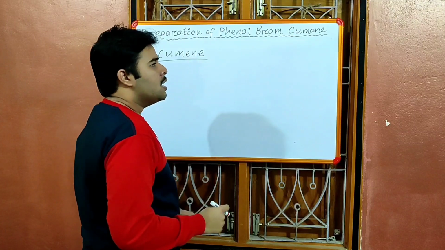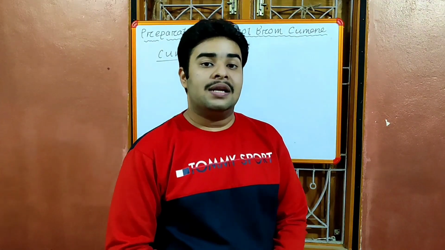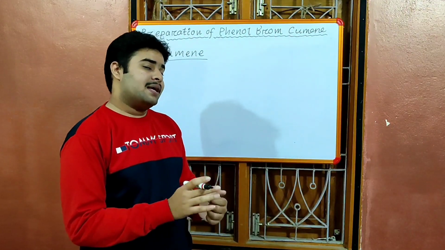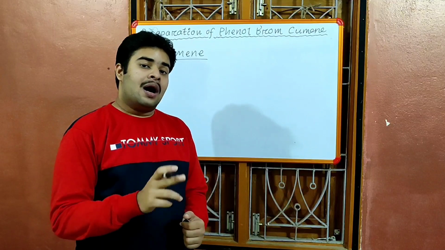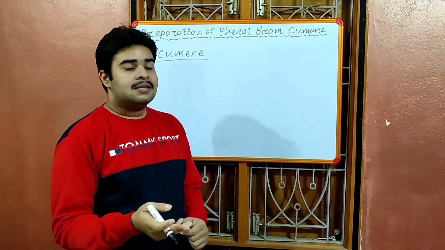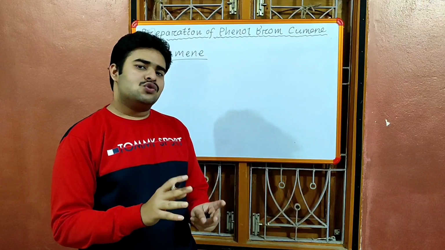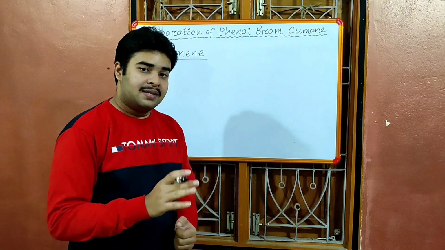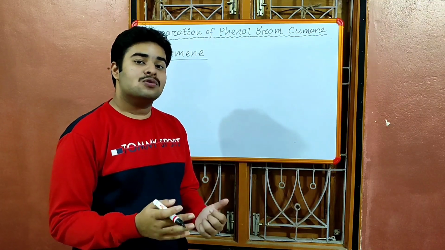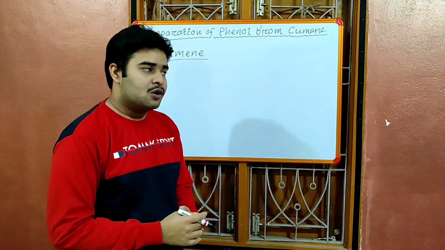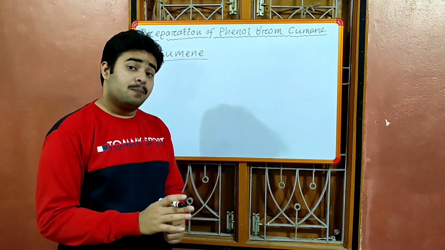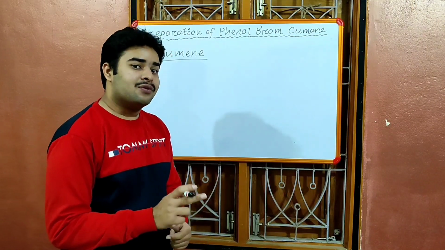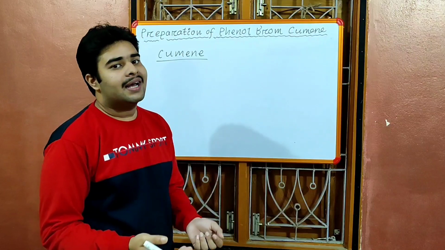So what is cumene? The other name of cumene is isopropyl benzene. There are two parts, the isopropyl part and the benzene part. So how to prepare this cumene? Now we know that there are two parts, one benzene part and another isopropyl part. When benzene, the queen of chemicals, our most loved and most charming benzene, is treated with propene and undergoes Friedel-Crafts reaction in presence of acids like phosphoric acid and sulfuric acid, we can get our cumene.